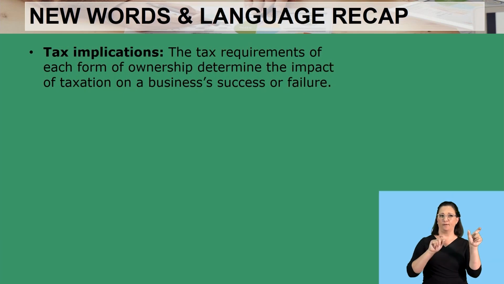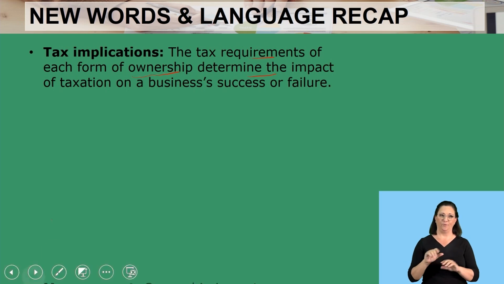Now, what were our new words and language recap there? We looked into what the tax implication means. This is the tax requirement for each form of ownership to say how does each form of ownership pay tax, which will determine the impact of taxation on the business success or failure.